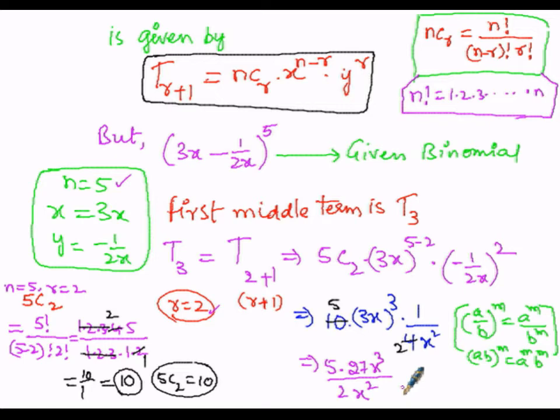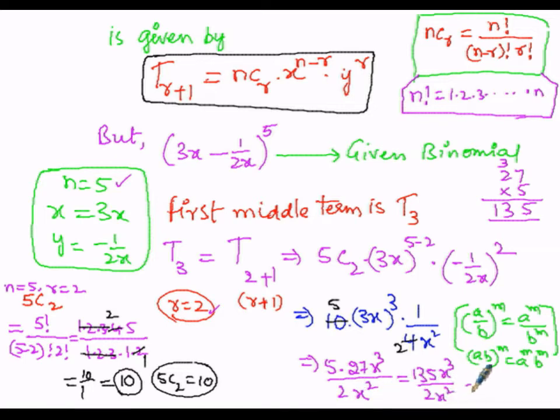Then 27 into 5. 5 7s is 35, carry 3. 5 2s is 10 plus 3 is 13, that is 135. So we can write it as 135 x cube overall divided by 2x square.